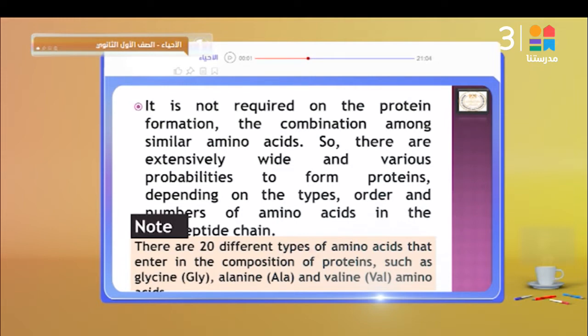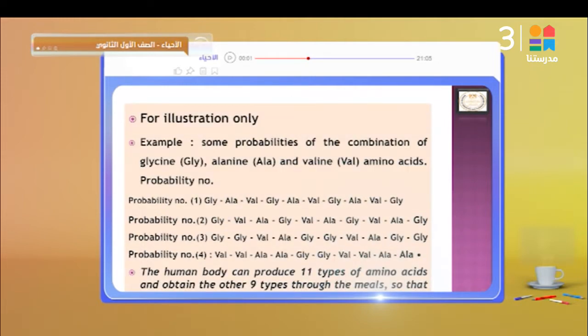For illustration, only examples of some properties of the combinations of the glycine, alanine, and valine amino acids. The property of this sequence is a very important point, but it's not for illustration only. Some students take it as titles for illustration only and skip it. No, you should make critical thinking on this point. Very important.